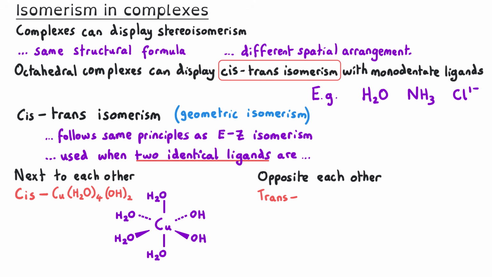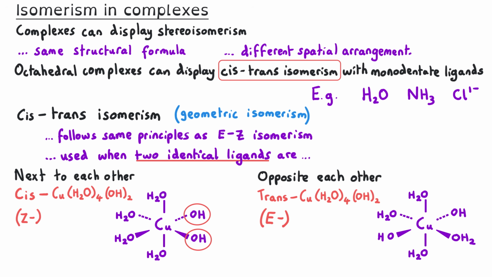So in this first complex, we're showing the cis isomer, which is equivalent to the Z isomer. And I'm showing here this copper complex with 4 water ligands and 2 hydroxide ligands. And this is the cis isomer because the 2 hydroxide ligands are next to each other. Whereas, if the 2 hydroxide ligands are opposite each other, we will have the trans isomer of this complex, which is equivalent to the E isomer in EZ isomerism.